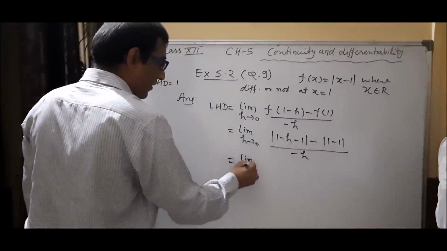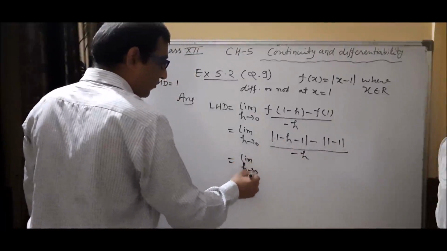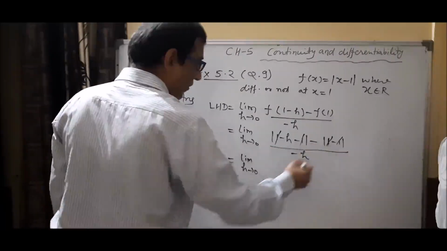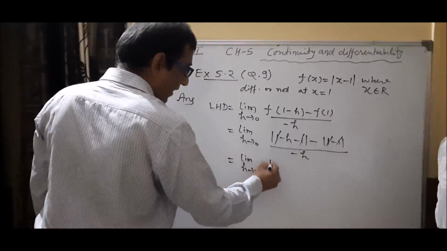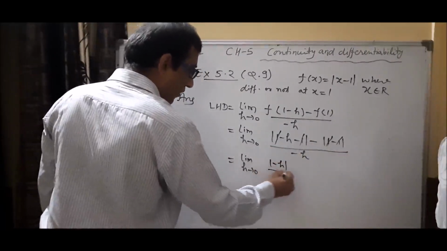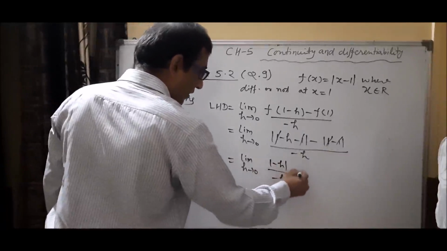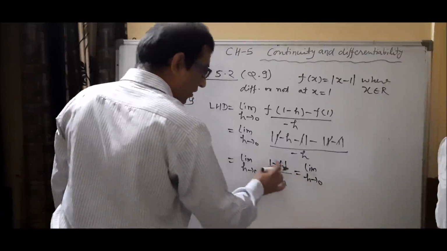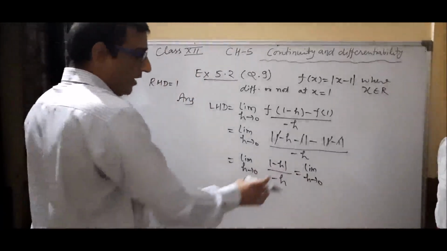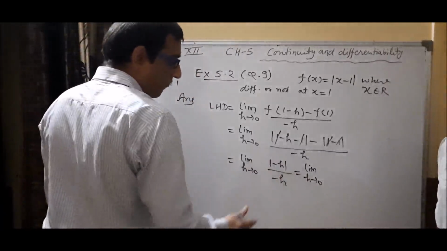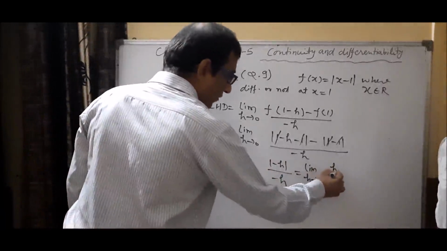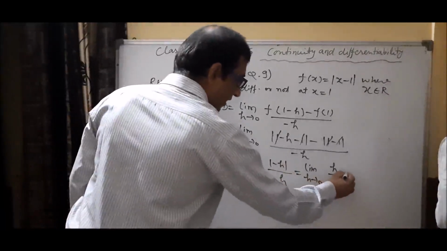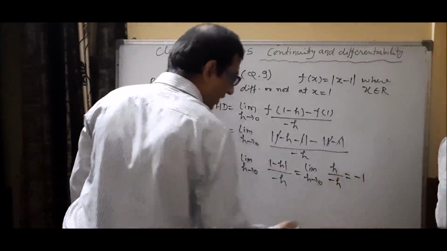So limit h approaches 0, 1 and 1 both will cancel. So we get modulus of minus h upon minus h. It can be written as limit h approaches 0 of modulus of minus h, and the value of modulus of minus h is positive h always, that is the absolute value, upon minus h, and when we solve it, we will get minus 1.